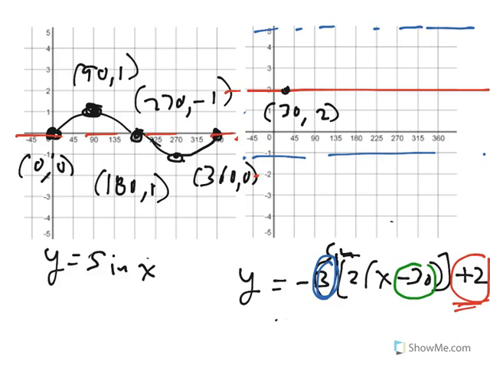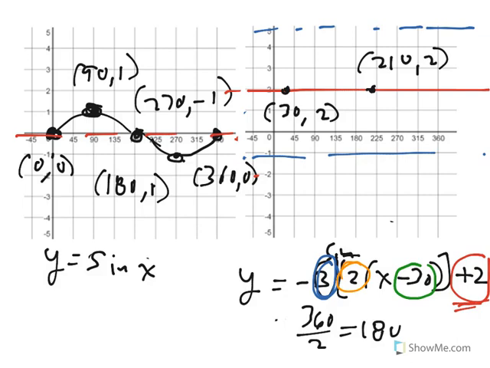Next, I'm going to consider this 2. This 2 tells me that one period is 360 over 2, which is 180. So if this here, 30 comma 2, is the starting point, the ending point is going to be 180 past that, which is going to be 210 comma 2.